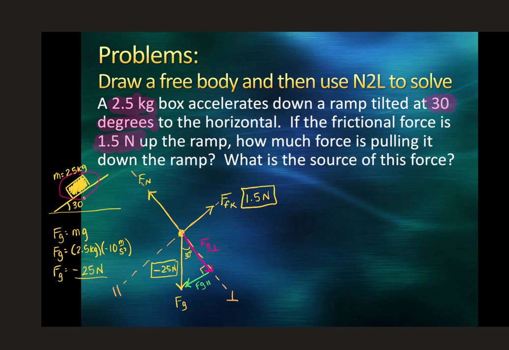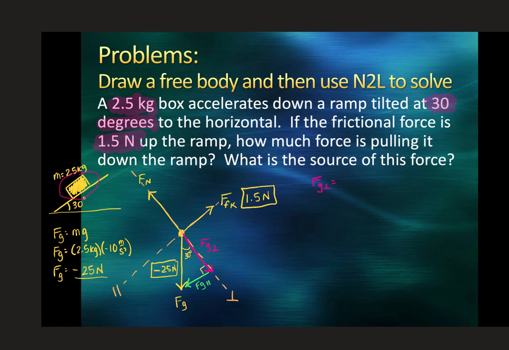I'm trying to save myself some space where I'm going to need it. Let's do it this way. I'm going to come up here. Okay, so for that FG perpendicular, remember that our master formula for these components is going to be FG, the actual full gravitational force, times either sine or cosine of the angle theta, which is 30 degrees for us.